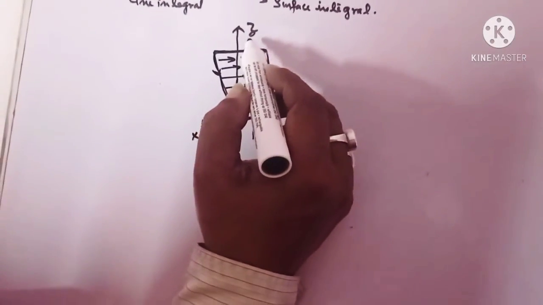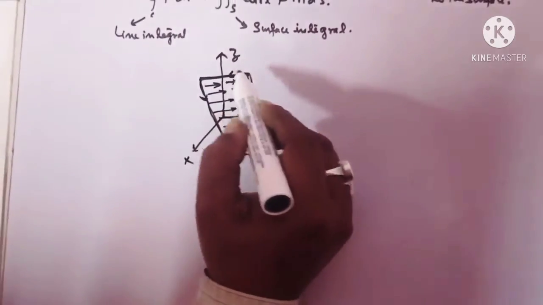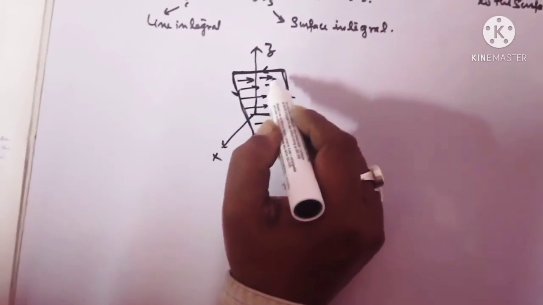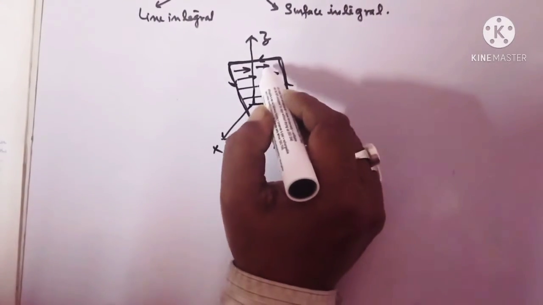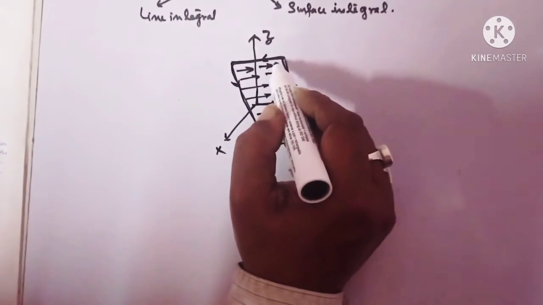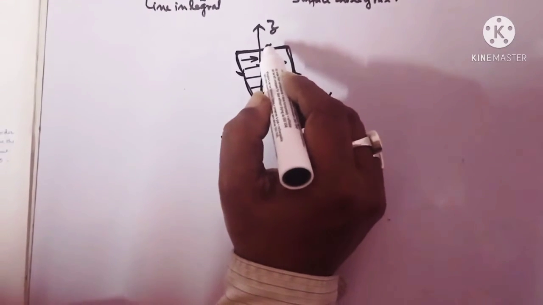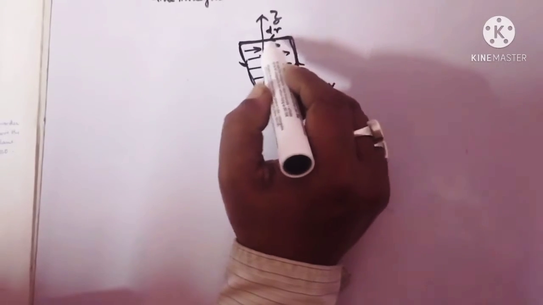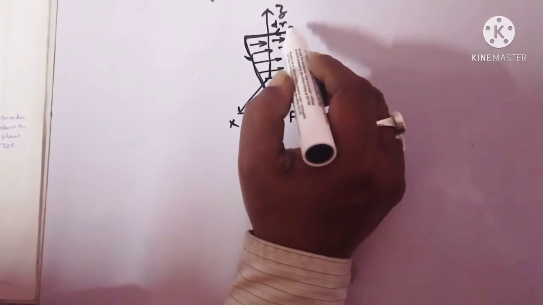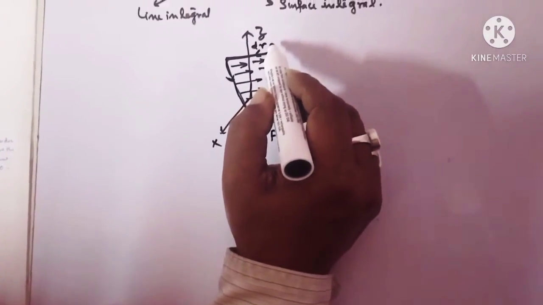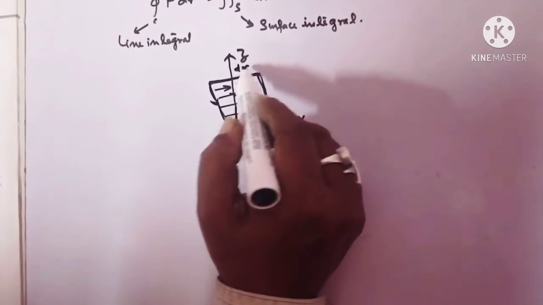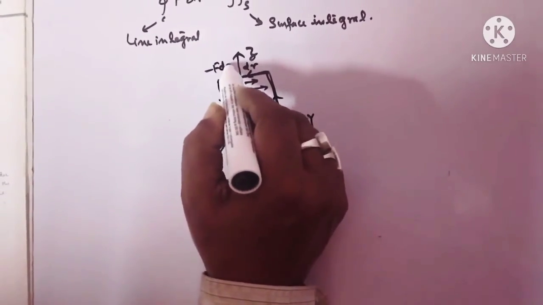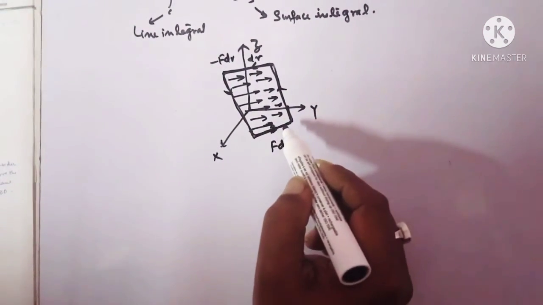Now here also we find that your vector and dr are in opposite direction, therefore here theta will be 180 degrees. So your dot product will be minus f dr.